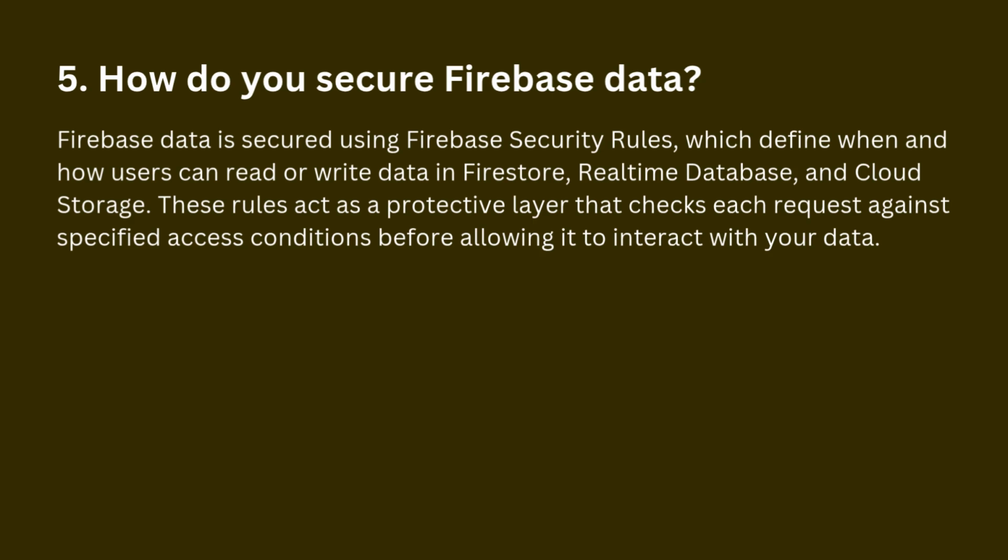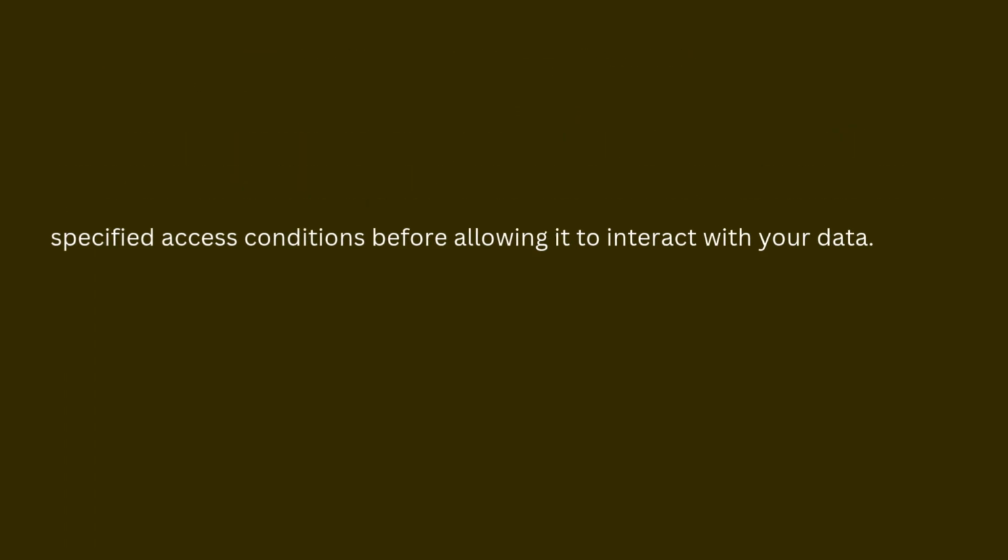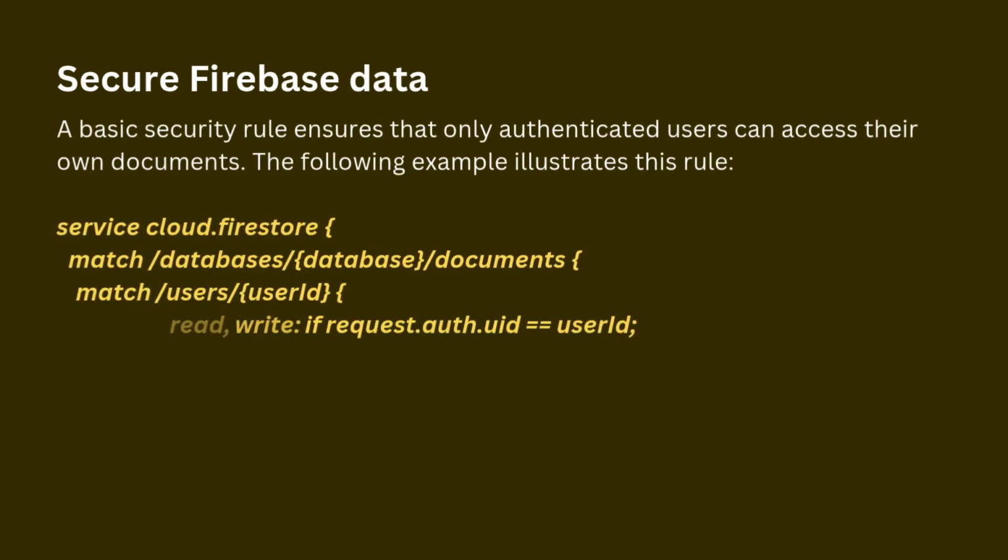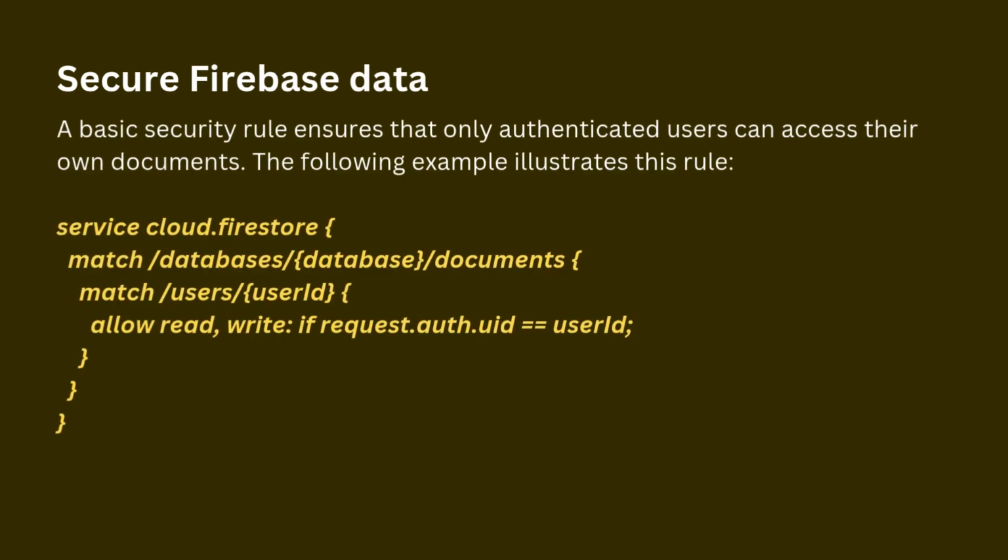Firebase data is secured using Firebase security rules, which define when and how users can read or write data in Firestore, Realtime Database, and Cloud Storage. These rules act as a protective layer that checks each request against specified access conditions before allowing it to interact with your data. A basic security rule ensures that only authenticated users can access their own documents. The following example illustrates this rule.